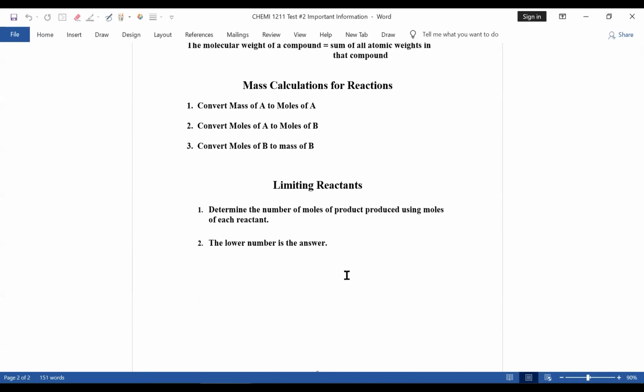Now, that's all the material for test number 1. Are there any questions?